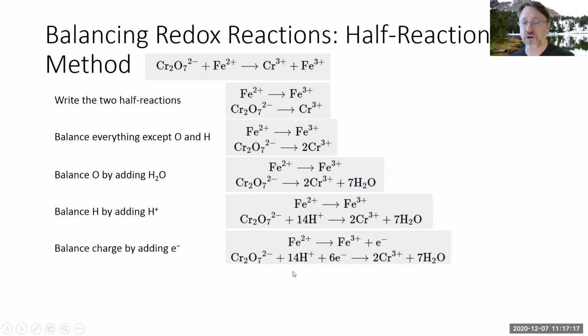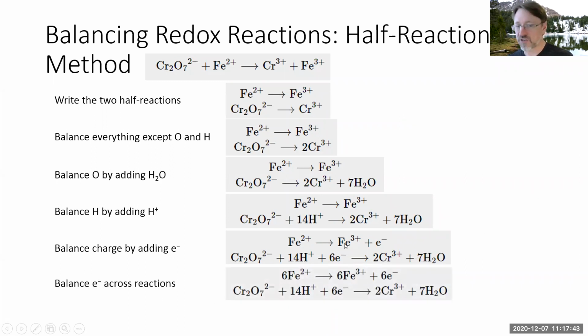We now balance the charges by putting in electrons. So in the first case, in order to make the left-hand side and the right-hand side have the same charges, we need another electron on the right. In the bottom case, we have a 2 minus and then 14 pluses, so that's a total of 12 pluses on the left. We have 2 times 3, 6 on the right, which means we need 6 more electrons on the left.